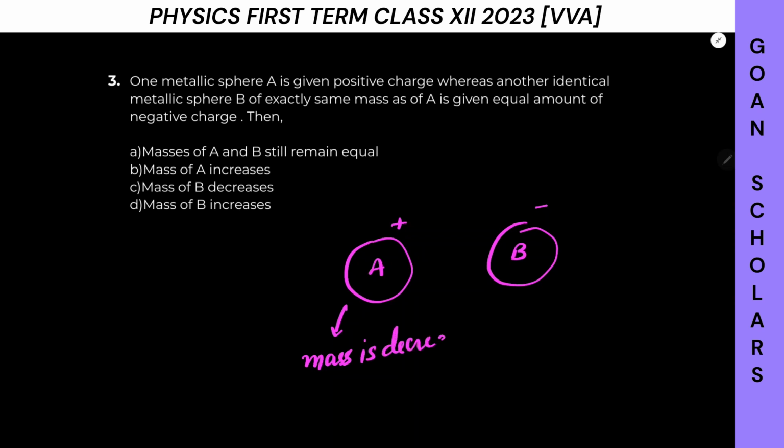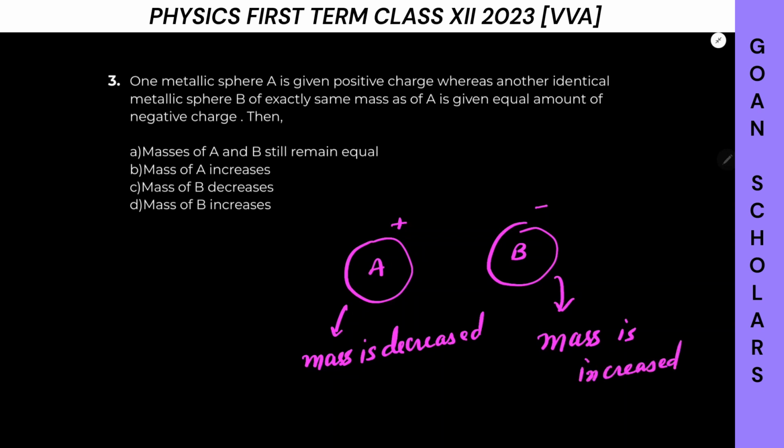for A. While if you are giving a negative charge, you are adding electrons, because electrons are negatively charged. So if you are adding electrons, it is getting a negative charge. Hence, the mass will increase. So mass of B will increase.